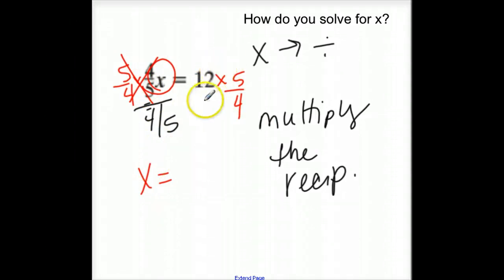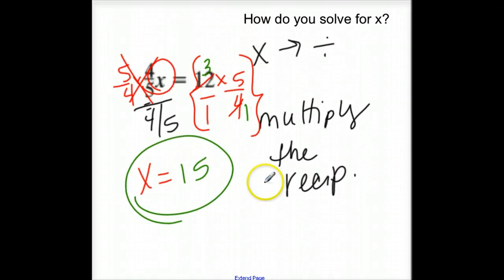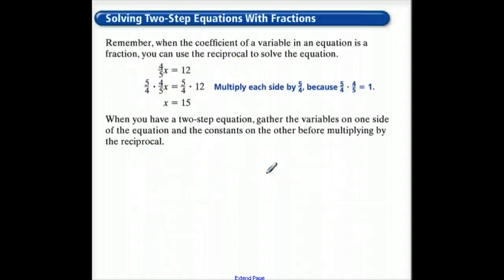And on the right, I have 12/1 times 5/4. Well, now we're just multiplying fractions like we know how to do. I'm going to look across and simplify. 12 and 4 both share a factor. I can divide each by 4 and I get 3 and 1. 3 times 5 is 15. So x equals 15. Let's do another example.